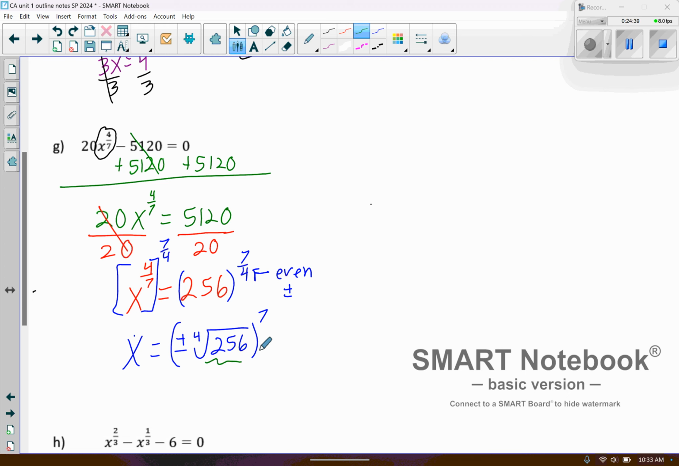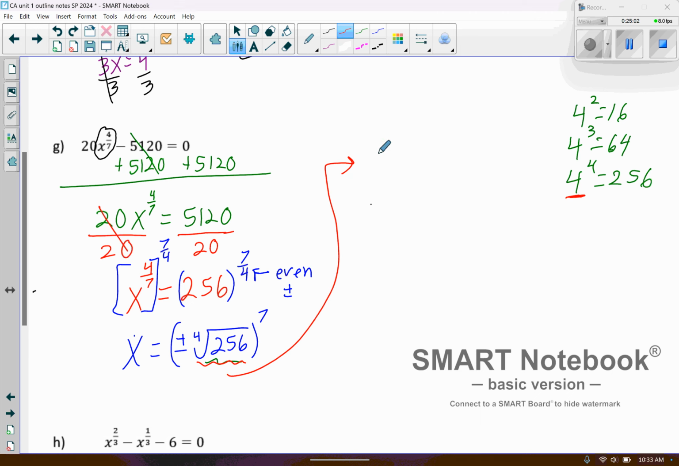And so what you could do is we could see, okay, 4 squared is 16, 4 to the power 3 is 64, and then if you multiply by 4 again, that's going to give us the 256 right there. So that's what this is going to reduce down to, a plus or minus 4 right here. So x equals plus or minus 4, and then I still have to raise it to a power of 7. And so this is where we're going to want to use the calculator. So let me grab my calculator.